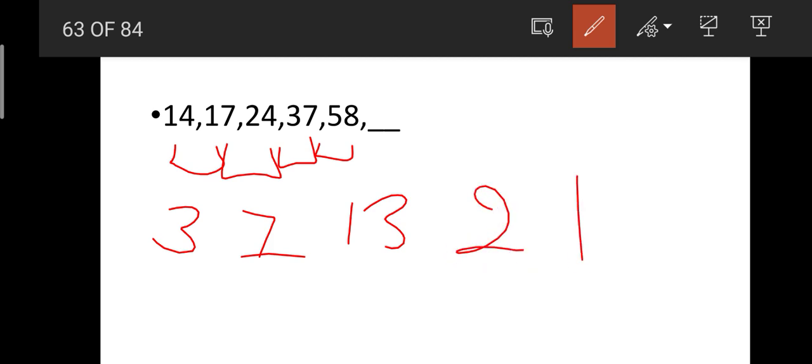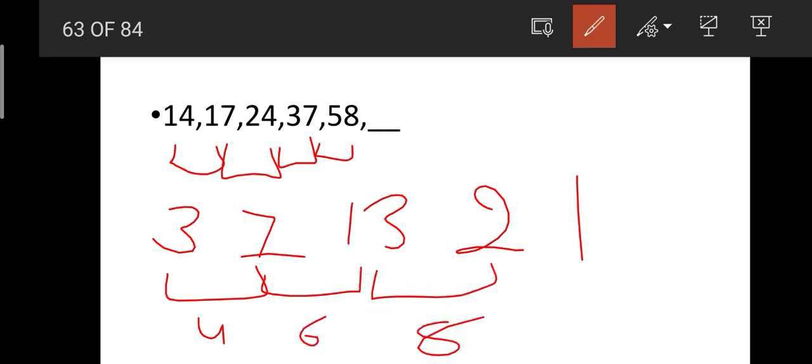Are we getting any logic in single step? We are not at all getting any logic in the single step. Then we should go for other step also. That is, the difference between 3 and 7 is 4. The difference between 7 and 13 is 6. The difference between 13 and 21 is 8. If you observe here, they are increasing the difference by 2.